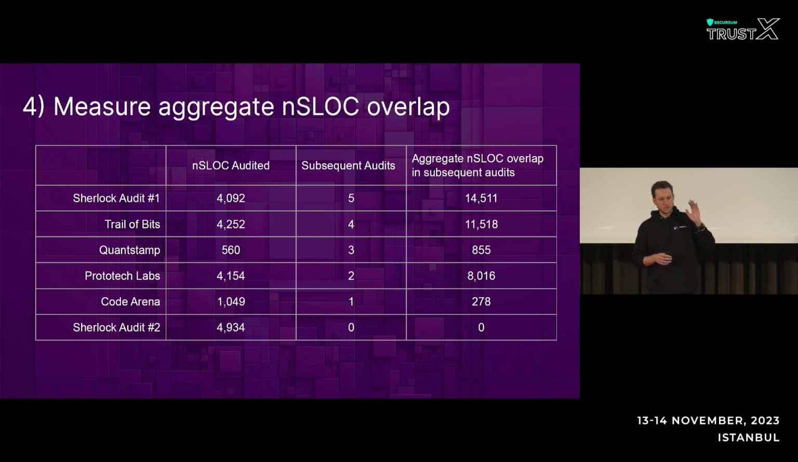So you can see maybe the QuantStamp audit is at 855 there. That's because, well, they only audited 560 NSLOC, but there was about 1.5 audits on roughly the same code base after that, 900 over 600 roughly. So this is really important to try to figure out, okay, let's quantify not only how many audits went after them, but what was in scope, like what was the amount of effort that went into finding vulnerabilities in that same NSLOC.